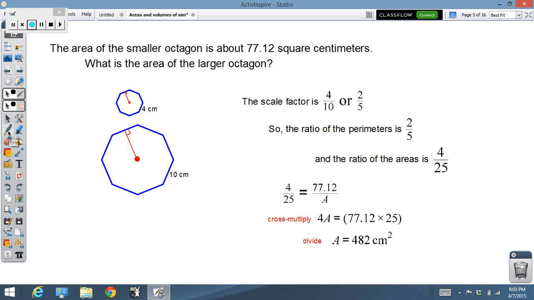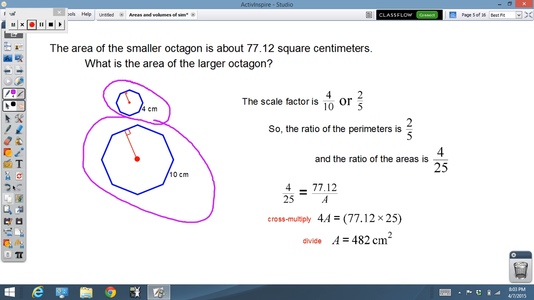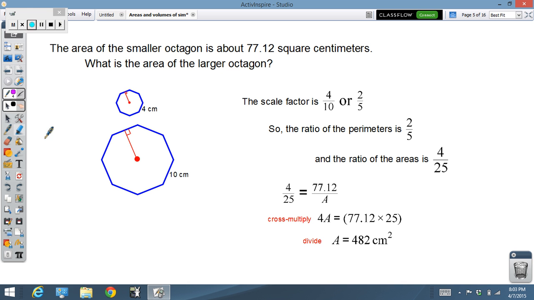We have a problem here with two similar octagons. Remember, similar figures have basically the same shape, although they may have different sizes. All angles are the same, and all sides have to be proportional. The proportion on these sides leads us to our scale factor. The 4 and the 10 tell us the scale factor is 4 to 10, which we can simplify to 2 over 5. Then, as we talk about the areas, we square both of those numbers, so the ratio of the areas has to change by a factor of 4 over 25.